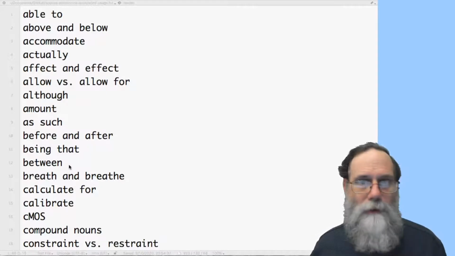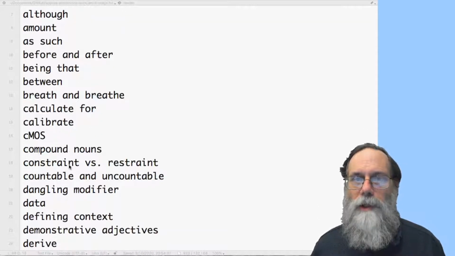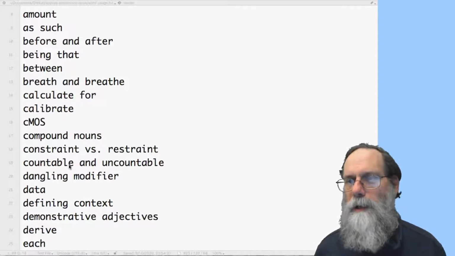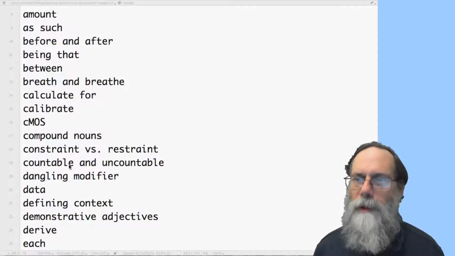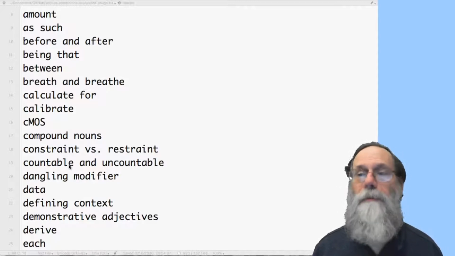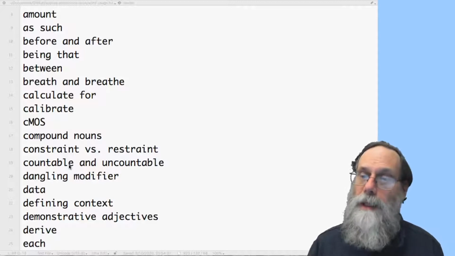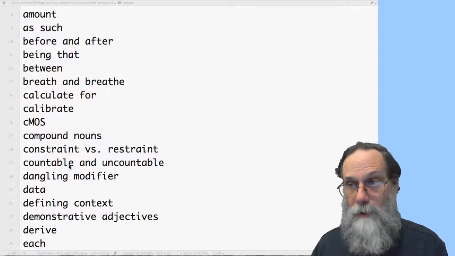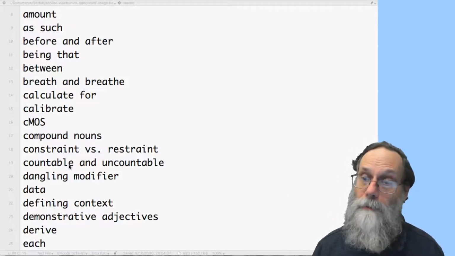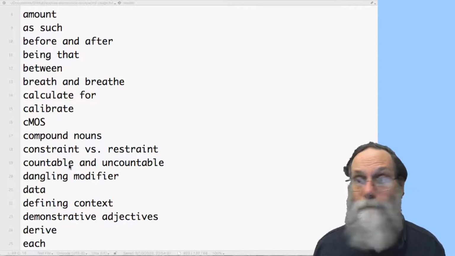All right, what else? Skipping a whole bunch here. Countable and uncountable nouns. This is a very important distinction in English that people who come to English as a foreign language often have a lot of difficulty with because it doesn't make any sense. Things are arbitrarily labeled as being countable or uncountable. Fingers. I can count fingers. They're countable. Bread. Bread is uncountable.